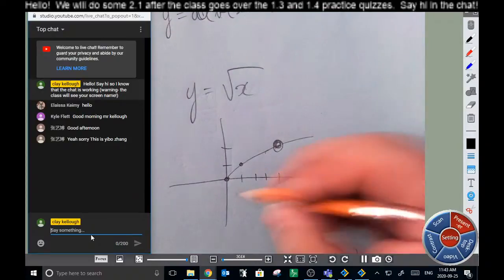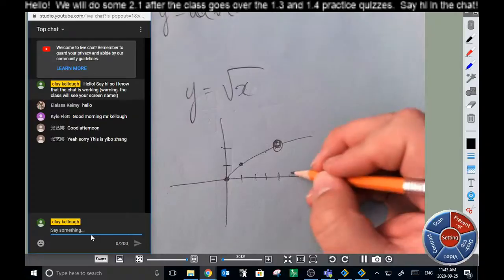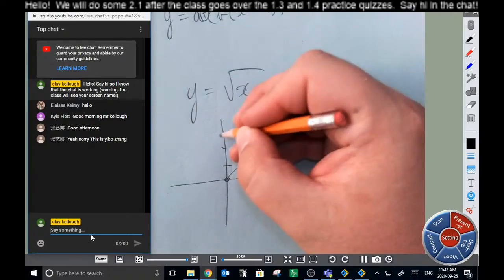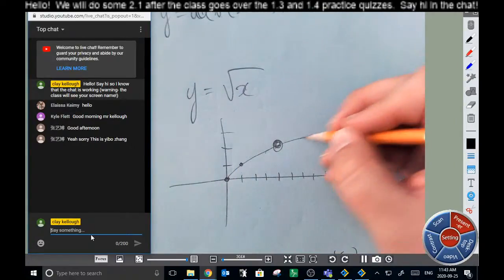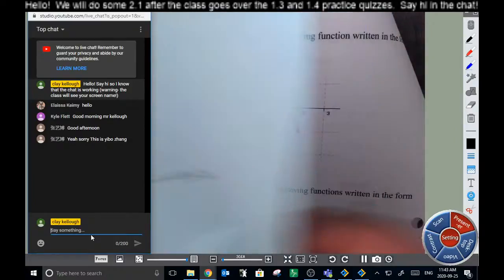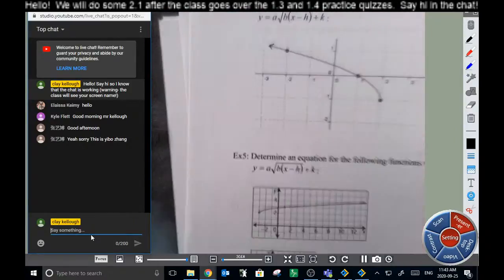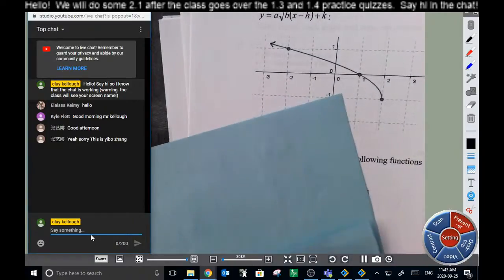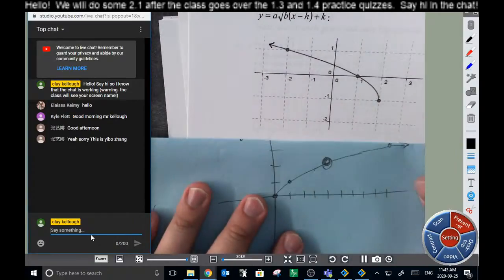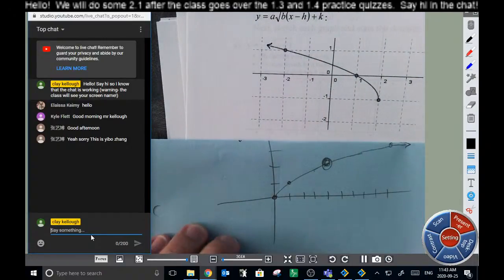What's the next place where I know for sure I'd have a whole number for y? 9. 5, 6, 7, 8, 9 would be up at 3. So something like that. And there we go. So that's the parent function. Every time I do one of these examples, I'm comparing this to what that was. What is the parent function?